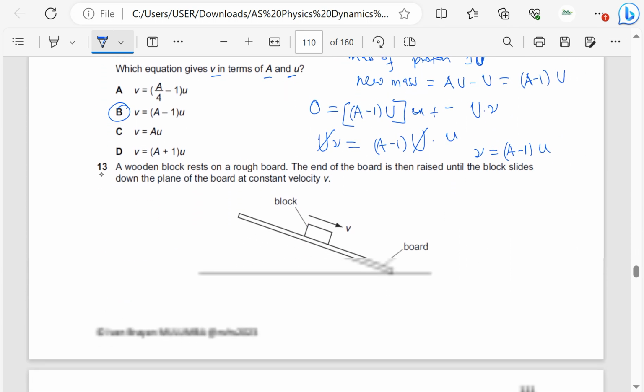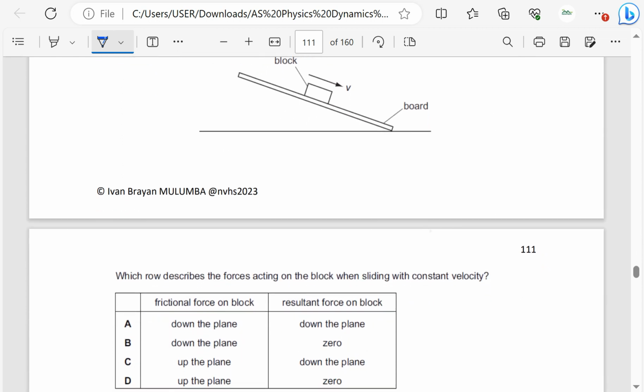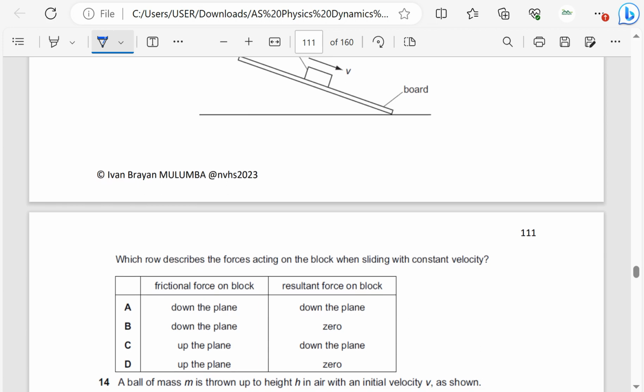A wooden block rests on a rough board. The end of the board is then raised until the block slides down the plane of the board at a constant velocity. That means acceleration is 0. So the question is, which law describes the forces acting on the block when sliding with a constant velocity? Remember, acceleration is equal to 0, which means the resultant force should be 0. So first of all, we ignore down the plane, the resultant force is 0. We ignore A and C.